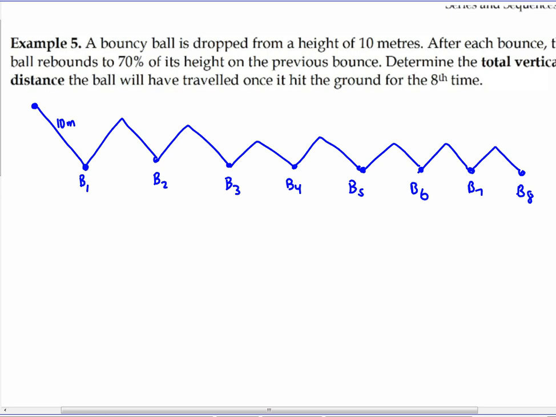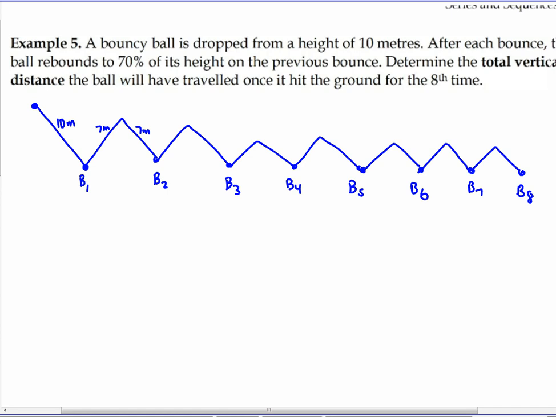Okay, so it says it rebounds 70% of its original height. So if it falls 10 meters, what's going to be the height after the first bounce? 7, because 70% of 10 is 7. So this would be 7 meters. This would be 7 meters, right? Goes up 7 and then down 7. And then you could calculate each one of these and go from there.